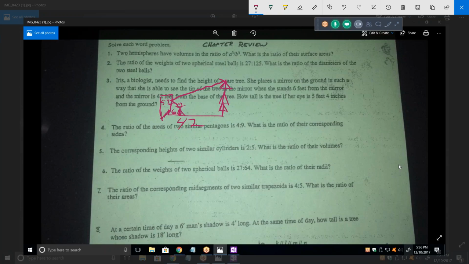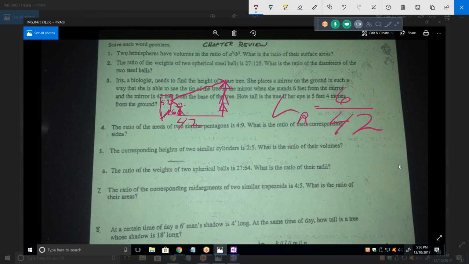Okay. No, seriously, first of all, what's the ratio of the distance of the tree from the mirror to the distance of the person to the mirror? That's a linear ratio. What is that? Would it be 6 over 42? Yeah, that's fine. I don't care if you do little to big.